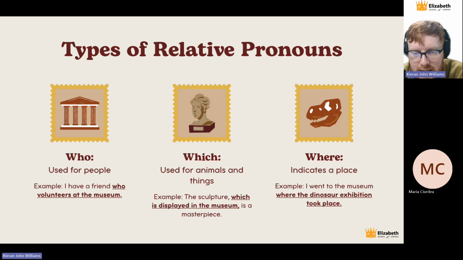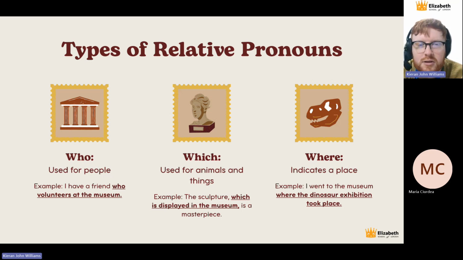And the last one that we have on this page, at least, is where. As you can imagine, where describes a place. And in the example, it says, I went to the museum where the dinosaur exhibition took place. So the where describes the museum. Okay. So those are the 3 we have now. We will have 3 more coming up.